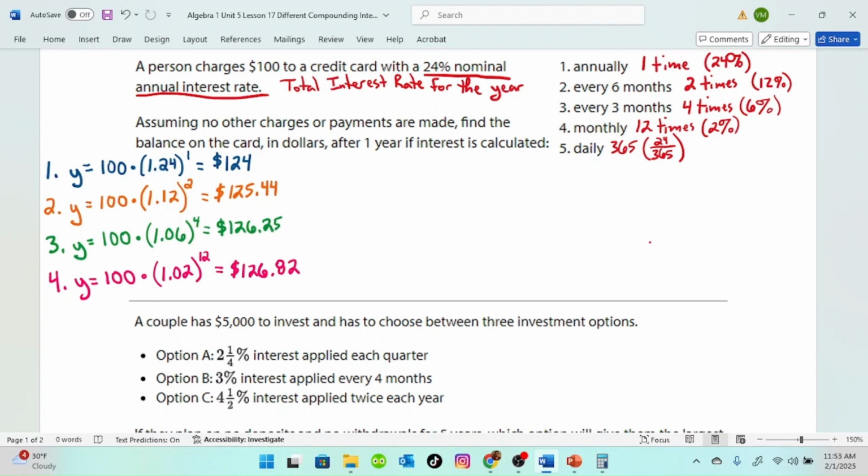So now you can see, even though the credit card is allowed to claim the same interest rate, by charging you monthly instead of charging you yearly, they have made an extra $2.82 off of you.